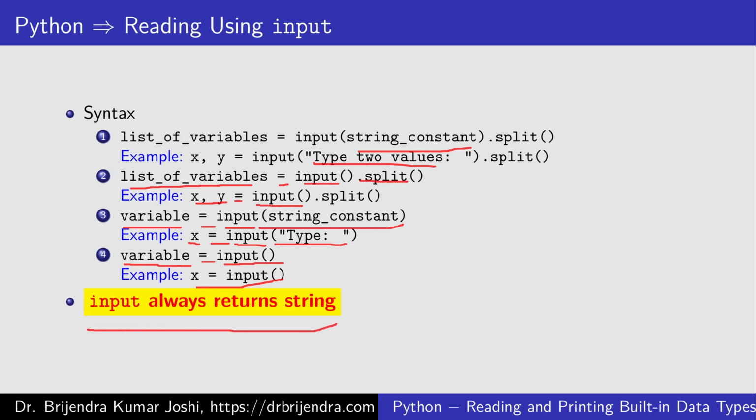But this is most important. Input always returns a string. That is typical of Python programming language. When you type something at the keyboard, the input method or input function returns it in the form of a character string. It is up to us to convert it to proper format, whether it is to be treated as an integer or a string or a complex number or a floating point number.